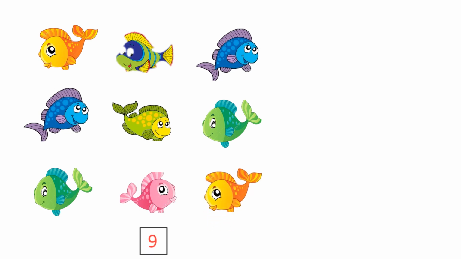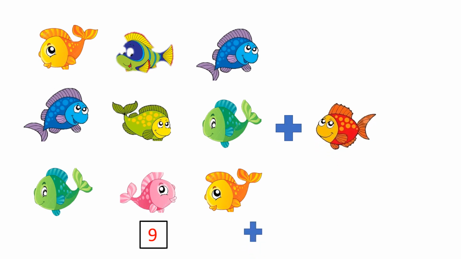Fish. Now let's count our fish. 1, 2, 3, 4, 5, 6, 7, 8, 9. We have 9 fish. To make it 10, we say one more. We will add one more. A fish has come. Now children, to make 10, we have to group them together.